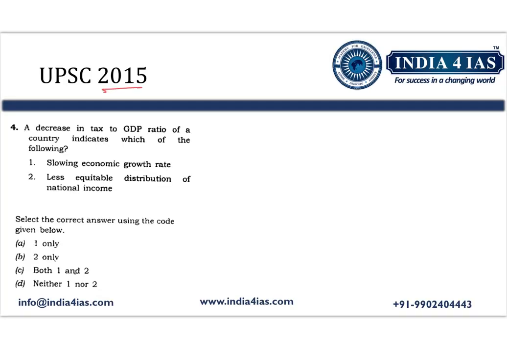UPSC in the year 2015 asked one question in prelims based on the tax to GDP ratio. A decrease in the tax to GDP ratio of a country indicates which of the following? Statement 1: slowing of economic growth rate. Statement 2: less equitable distribution of national income. While studying the tax to GDP ratio, nowhere have we studied less equitable distribution of national income with respect to it. So this indicates that statement 2 is incorrect. We can infer that if there is a decrease in the tax to GDP ratio, this definitely indicates a slowing of economic growth rate. So in this case, the answer is statement 1, that is 1 only. Option A is the answer.